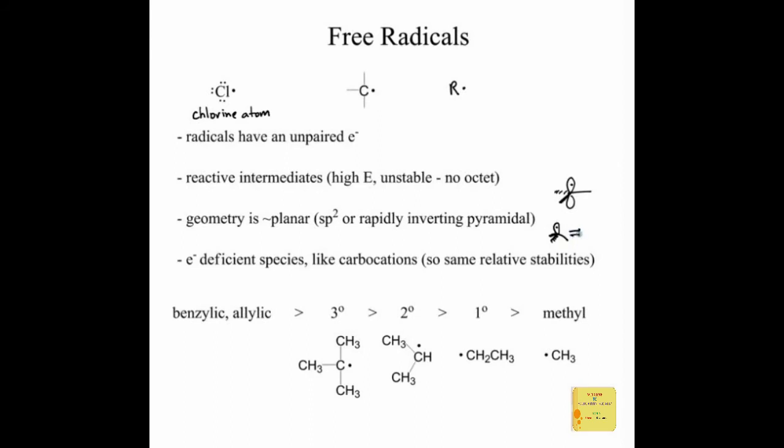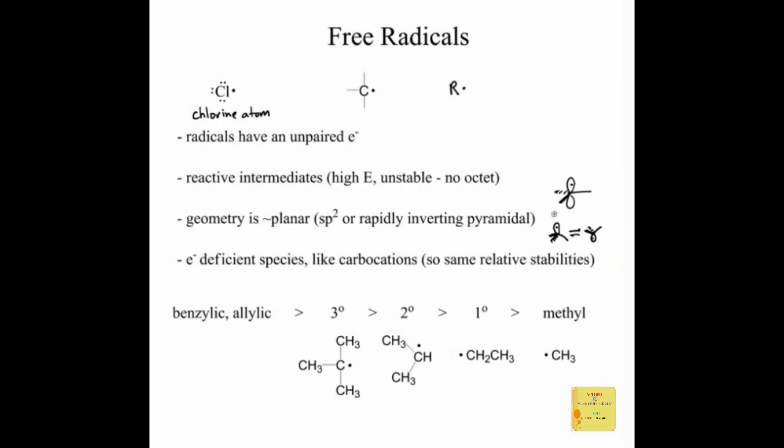But if it is pyramidal, it's rapidly inverting, so you would have inversion of stereochemistry. It's not possible to have a chiral radical because it's essentially planar. So either one of these drawings is good. A lot of times you just draw it in the p orbital here.